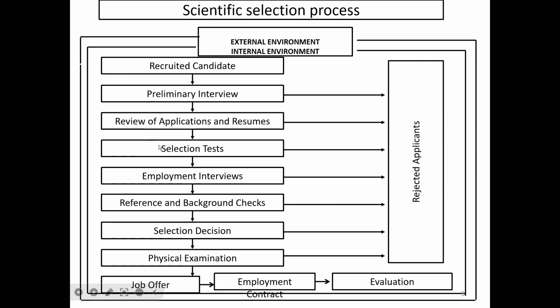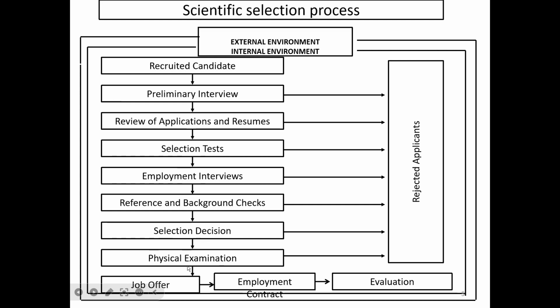Next, different types of tests will be given, the aptitude test, the cognitive test and all. Next, the employment interview. Basically, a face-to-face interview will be done on the respective domain or with respect to other characteristics such as management skills. Next, the reference and background checks will be done: whether he has come from a good family background, whether he has any criminal record or not. Next, the selection decision will be made majorly by the HR. So, HR is the one who will hire the candidates in the last phase.